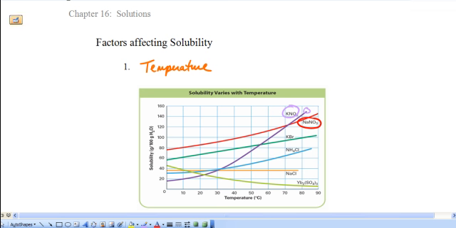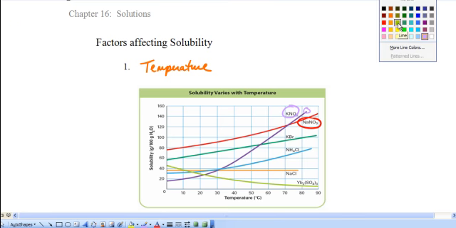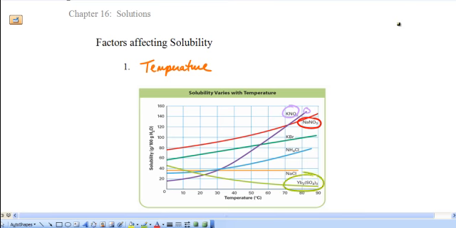There are some substances, however, that actually lose solubility as you heat things up. For example, this ytterbium sulfate goes from a solubility somewhere around 45 to 50 at 0 degrees Celsius and plummets down to, looks like, somewhere around 7 grams per 100 grams of water at 90 degrees Celsius. So the effects of temperature is going to vary.